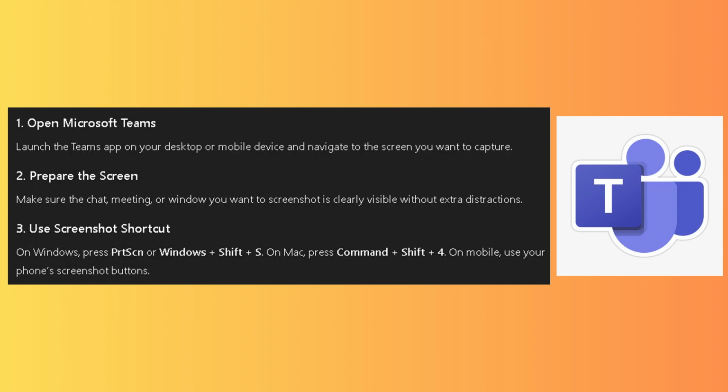extra distractions. Use the screenshot shortcut. On Windows, press Print Screen or Windows, then Shift, then S. On Mac, press Command, Shift and 4. On mobile, use your phone's screenshot button.